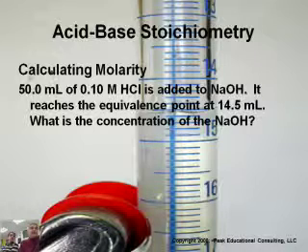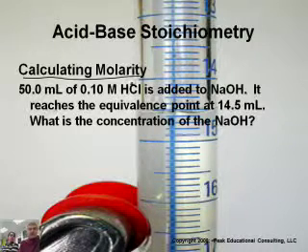Typically, one thing you oftentimes will do is calculate the molarity. So here's a typical acid-base stoichiometry problem. This is very similar to what we did in Unit 9. It really is no different, except it's with acids and bases. The key thing you want to understand, of course, is the master equation.